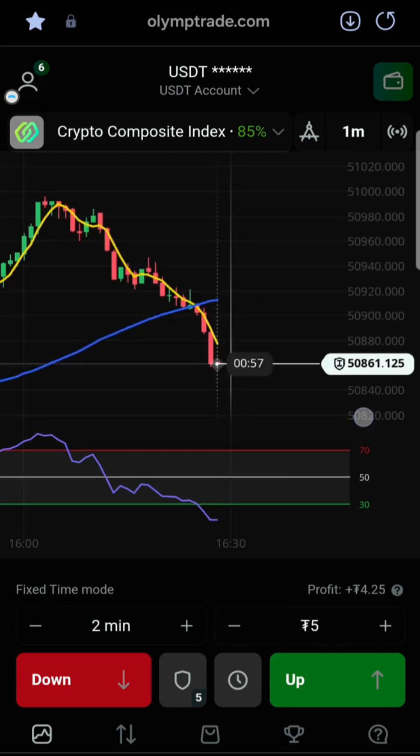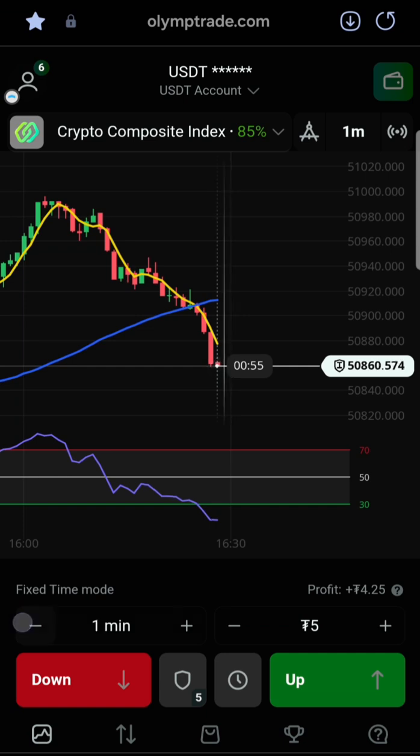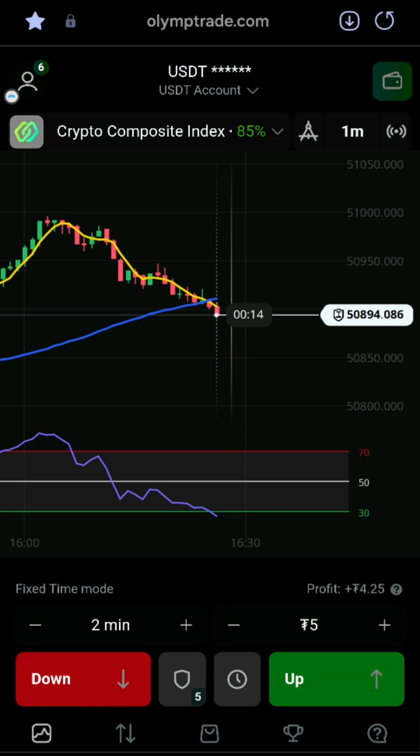So this market has intercepted. You can see the yellow line has cut across the blue line there, showing us a clear signal to go down. Now let's go back and see how the market was before this interception. Now this is the market before the interception. You can see the yellow line cut across the blue line going downward.